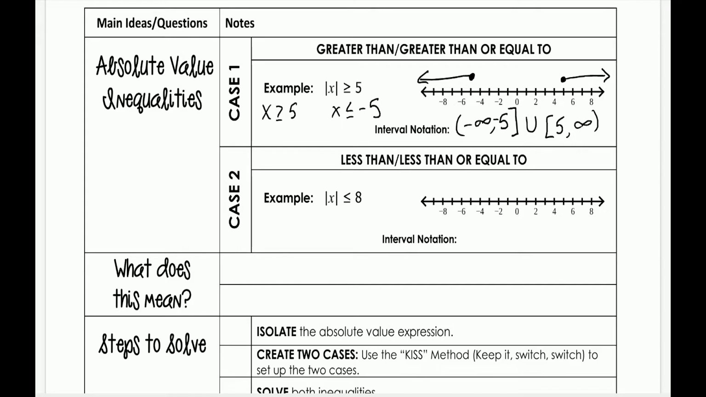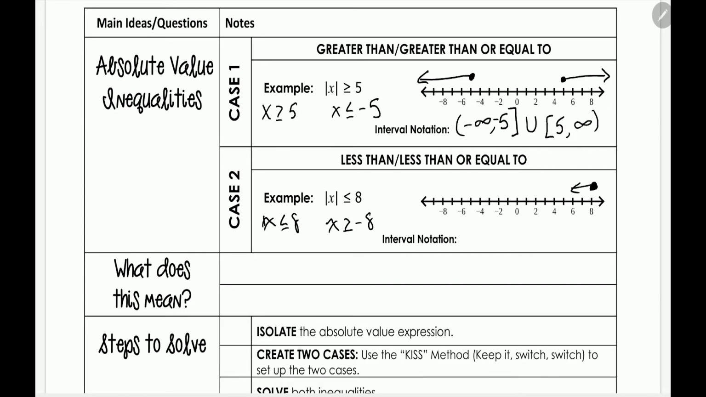For case 2, we have the absolute value of x is less than or equal to 8. So if we break this apart, we have that x is less than or equal to 8, and x is greater than or equal to negative 8. And if we plot this one, we have x is less than or equal to 8. We go to 8. We have a closed circle. We're looking for the numbers that are less than, so it's this way. Then we have, that's the first one.